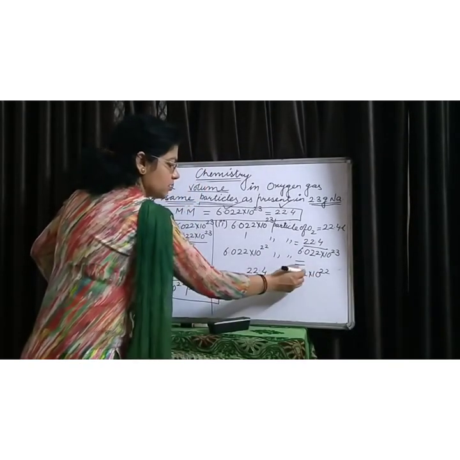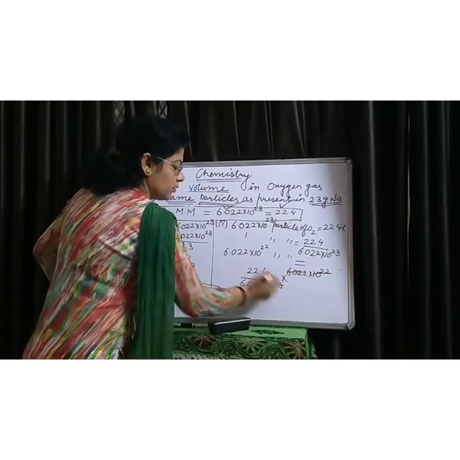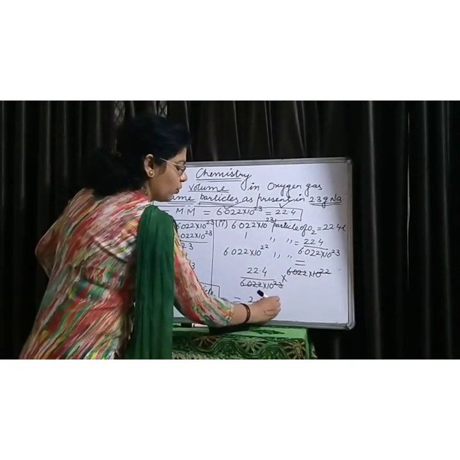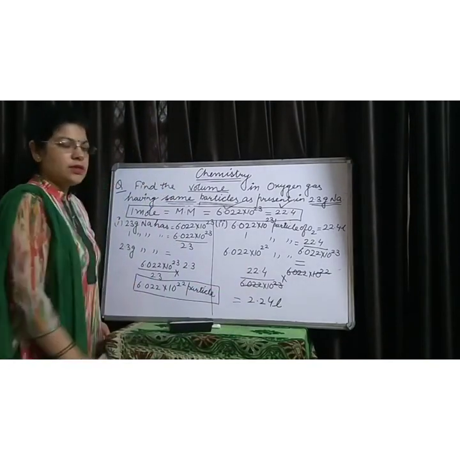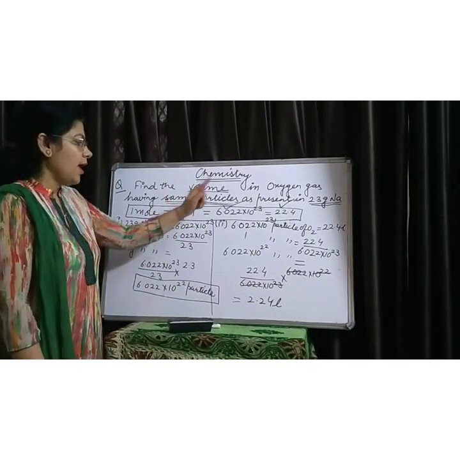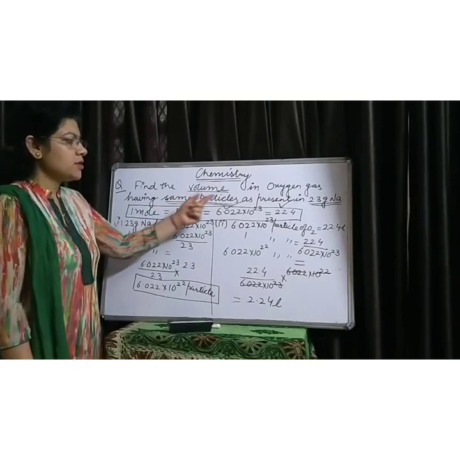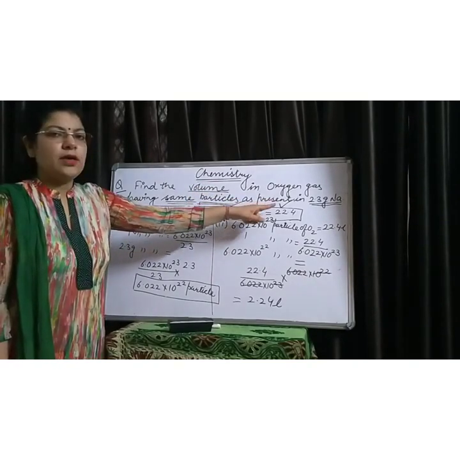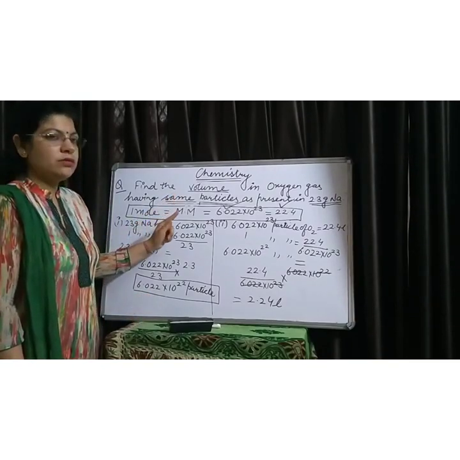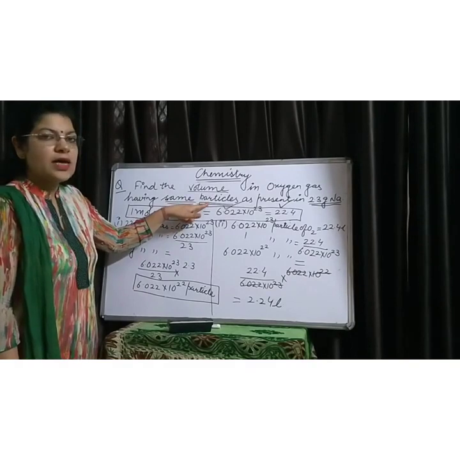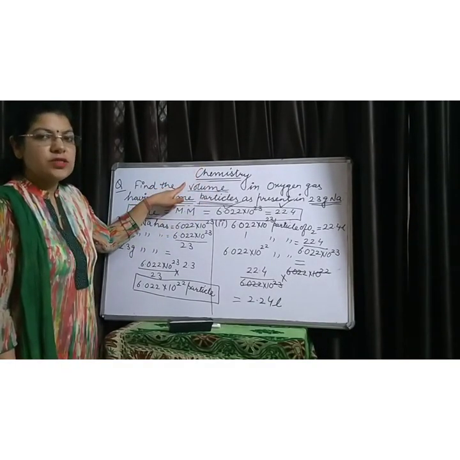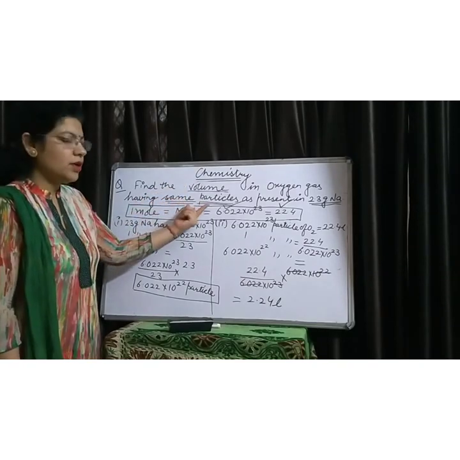When you solve this, it comes out to be 2.24 liter. This is the volume of the oxygen gas having particles equal to 2.3 gram of sodium. In this type of question, start from the last line or last part, and come to the first part after solving the second part.